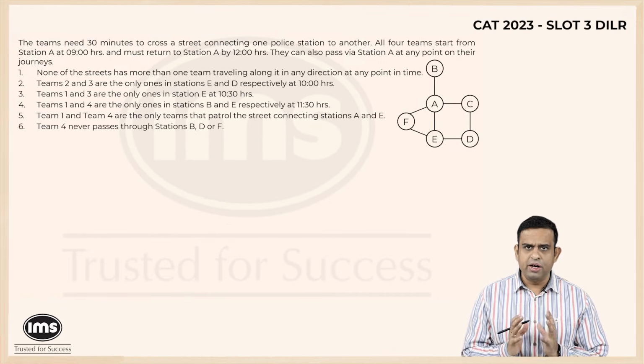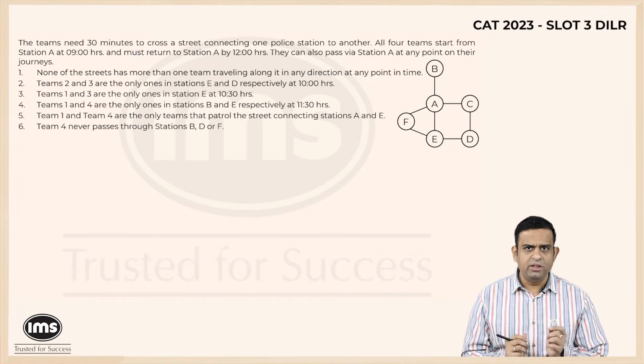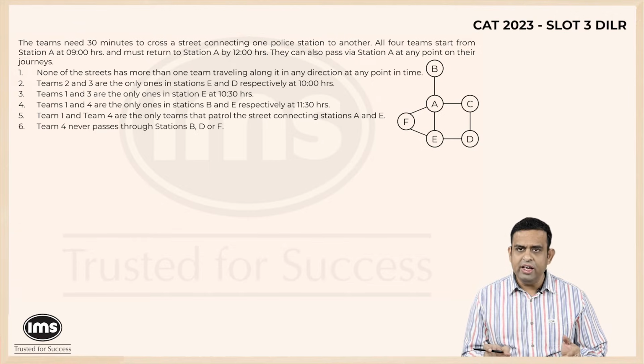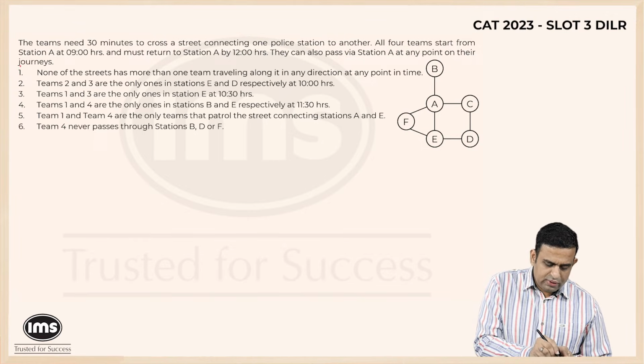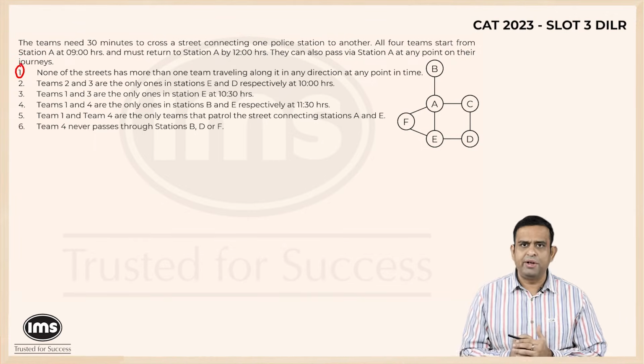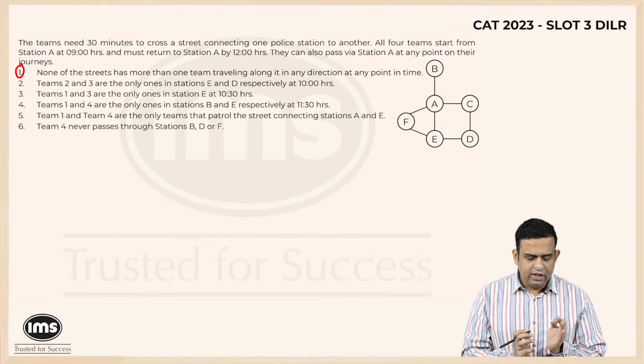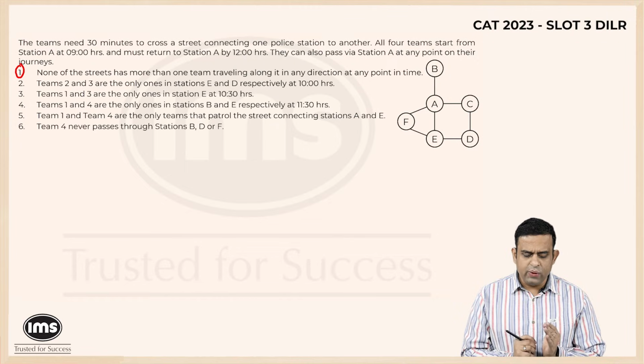The most important thing which you need to be careful about in this particular set is whether you have understood point number 1 very, very carefully. And I would say point number 1 is the anchor point to crack this particular set. So let's try to understand point number 1 very, very carefully. None of the streets has more than one team traveling along it in any direction at any point in time.